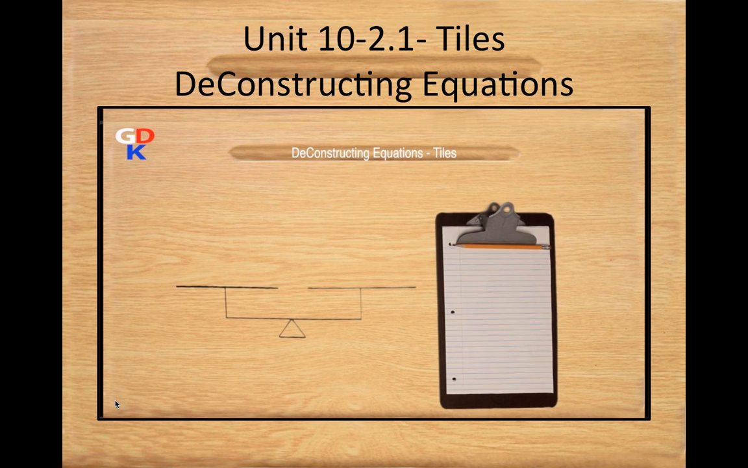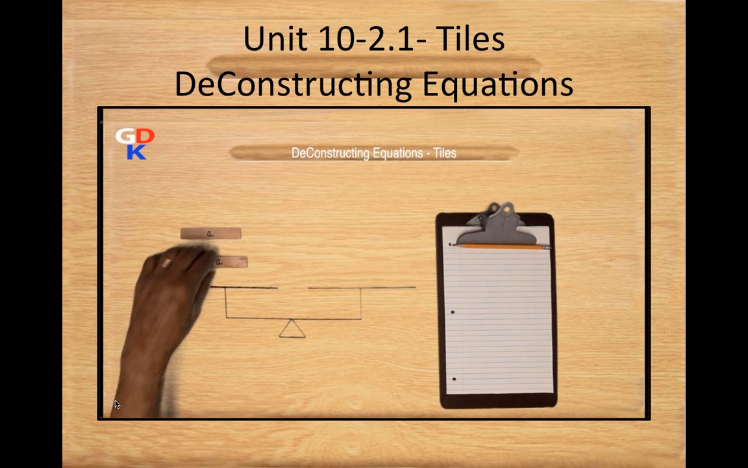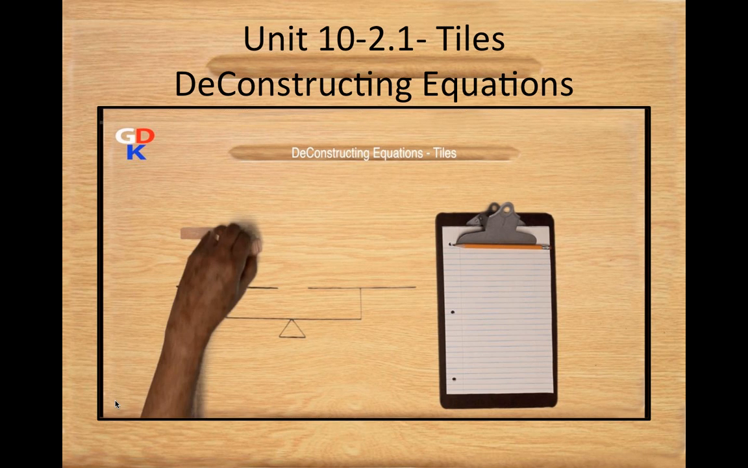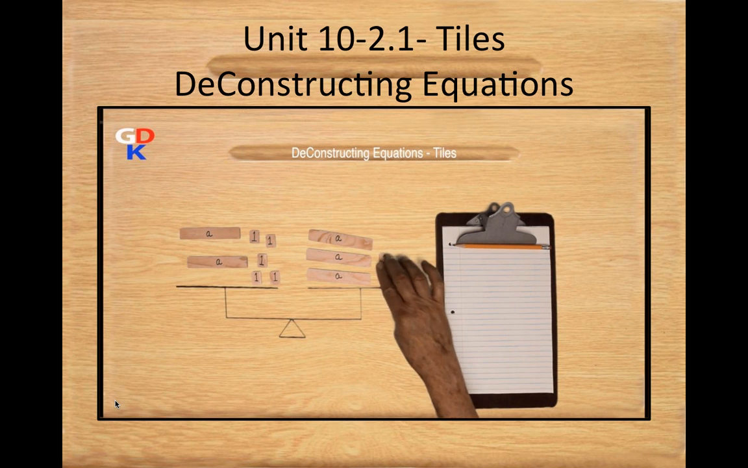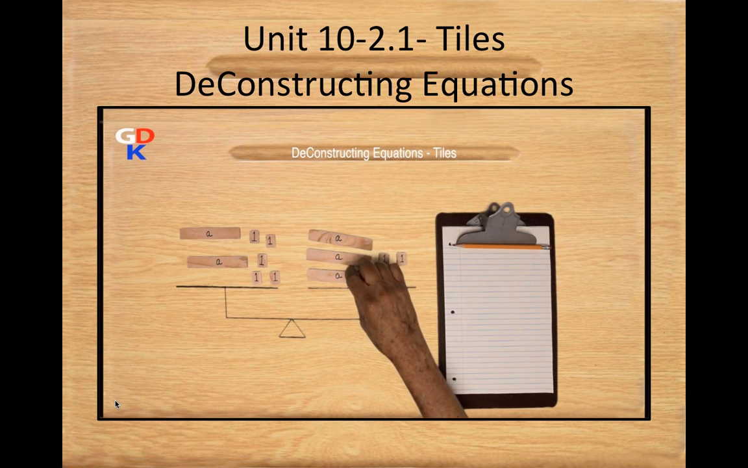Let's start with the balance of 2 A's and 5 1's balancing 3 A's and 3 1's. And what we want to do is we want to find out what would balance 1 A. And this is the way we could proceed. First of all, on each side of the balance, we have A's. We have 2 A's on the left side, we have 3 A's on the right side of the balance.